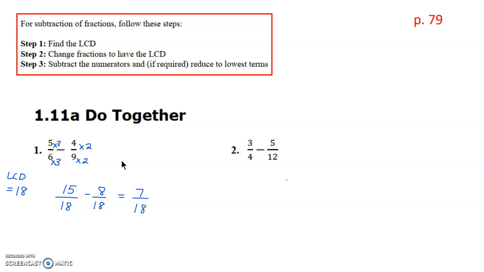For number 2, we see we have 4 and 12. Our lowest common denominator here is 12, so we only need to change the first fraction, multiplying by 3 to raise the terms of that fraction. So that will give us 9/12 minus 5/12 equals 4/12. And now we can see this fraction is not in lowest terms. Both of these numbers are divisible by 4, so we're going to reduce the fraction by 4, leaving us with the final answer of 1/3.